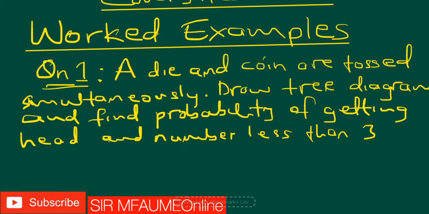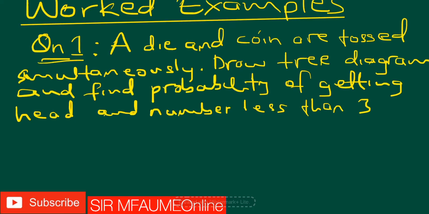From the first question here, the question says that a die and a coin are tossed simultaneously. Draw a tree diagram and find the probability of getting a head and a number less than 3. For this one we have solved it as follows.